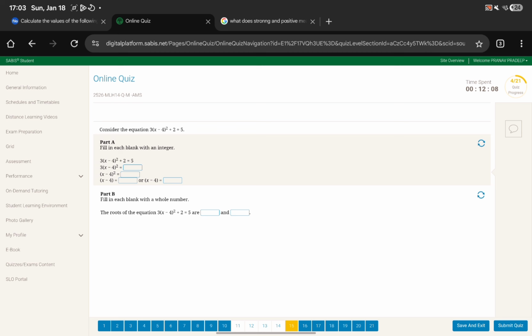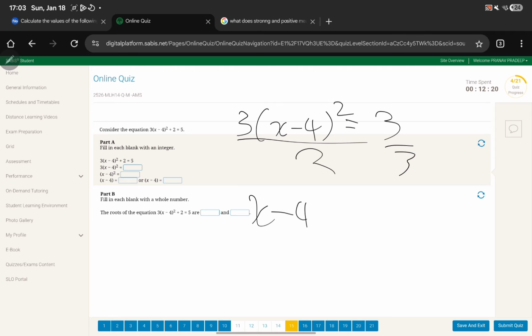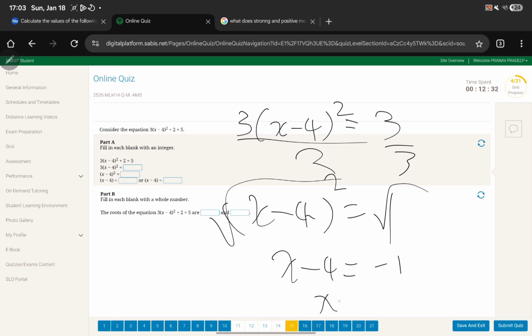Here, what you have to do is just simplify it. It's common sense. Just take 2 to the other side, becomes 3, and divide both sides by 3, and that gives you (x minus 4) squared equals 1. And square root this, it becomes x minus 4 equals negative 1, or x minus 4 equals positive 1. And the solution is either you bring this to this side, becomes 4 minus 1, that becomes 3, and this becomes plus 1 plus 4, that becomes 5.